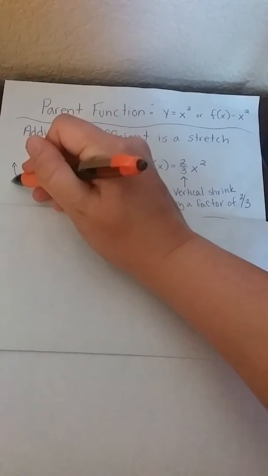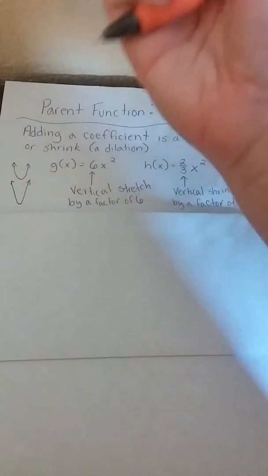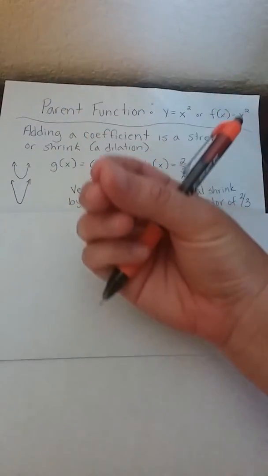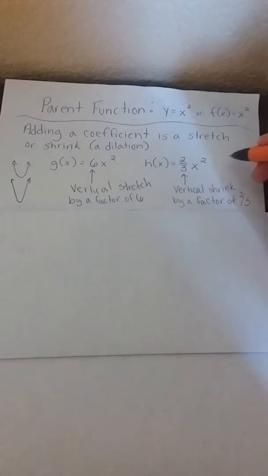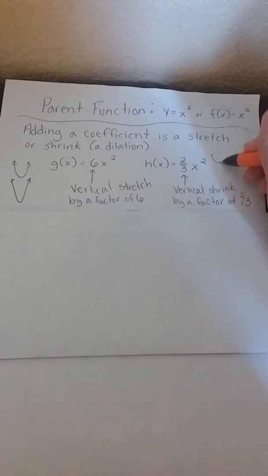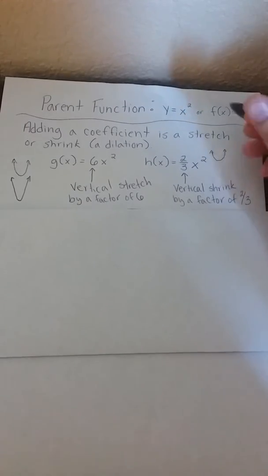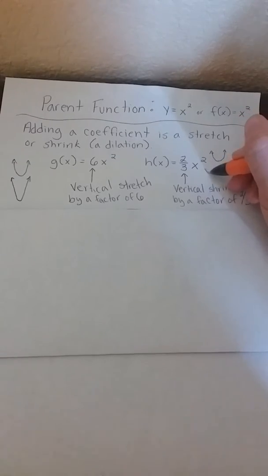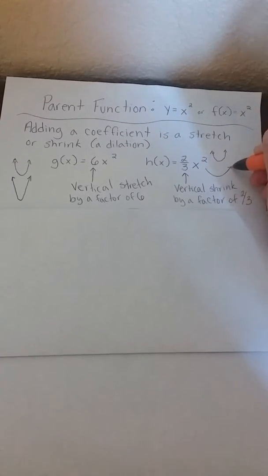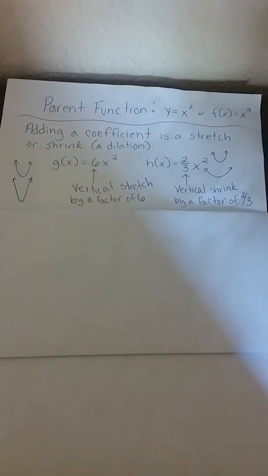What this means, really, is for a stretch, if your original function looks something like this, a stretch is going to make that longer and steeper. It's going to elongate it. It's like you're stretching a rubber band. It gets longer and the sides get closer together. A shrink, you're basically flattening that curve. So if that's your original function and you have a factor of 2/3, it winds up getting shorter and more spread out. So that's a vertical shrink.